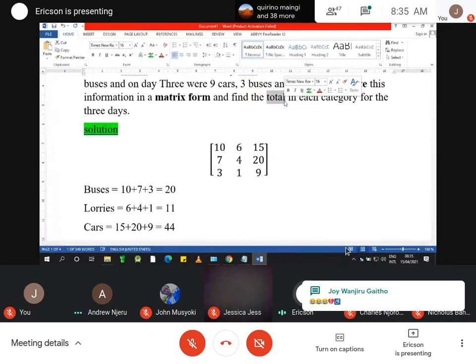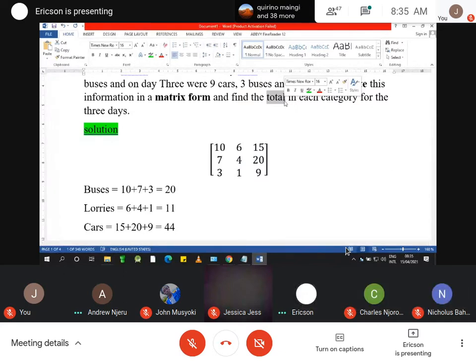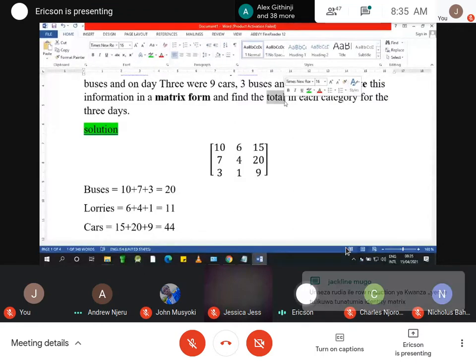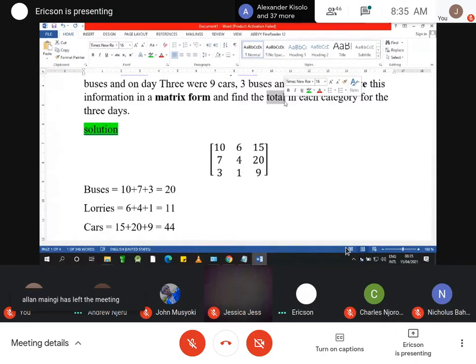Venye swali imeuliza, usifanye na lebo lingine. Unless it is an open question. Ile swali yenye hujaambiwa, utumie lebo yoyote. Find the answer, that is when you can use any method. Maybe you can have an example. Umepewa as a question, umepewa quadratic equation. And then umeambiwa, the question asks, solve this quadratic equation.